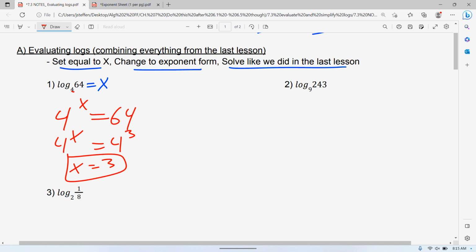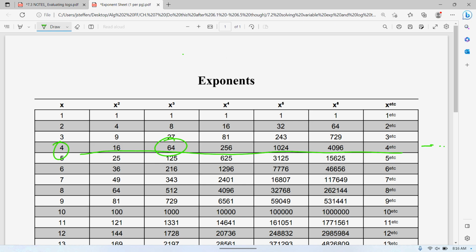Then number 2, same type of thing. We're going to set this equal to x. So we have 9 raised to the x is equal to 243. Now the problem with this one, and we did problems like this the other day, is if you look at that 9, there's 243 on here. So I cannot change 243 into 9 raised to an exponent. I can't do that. There is not that option.